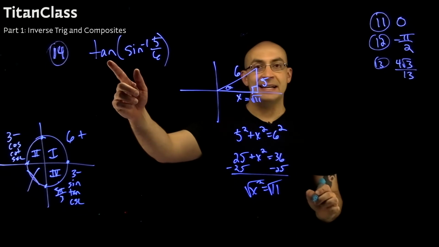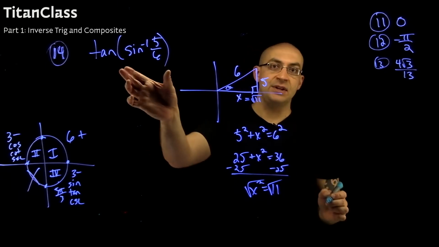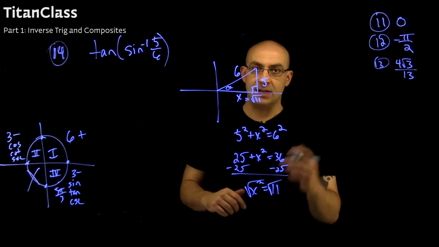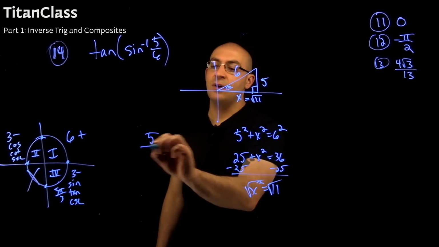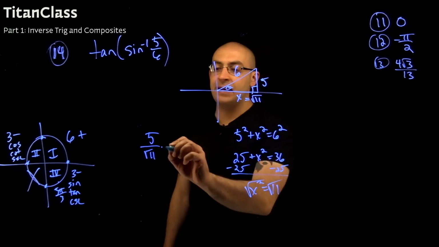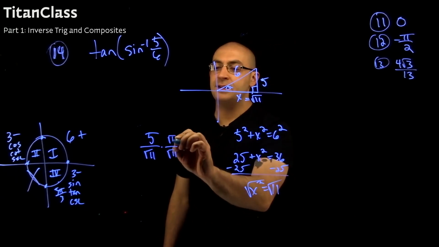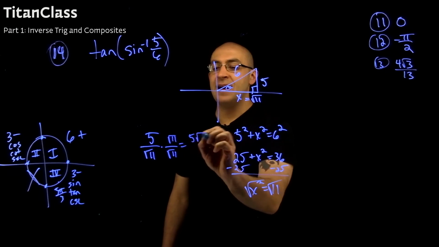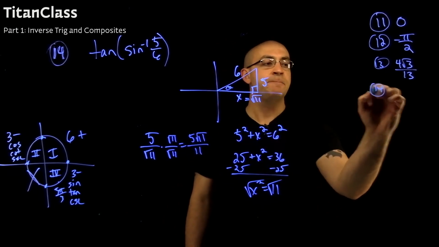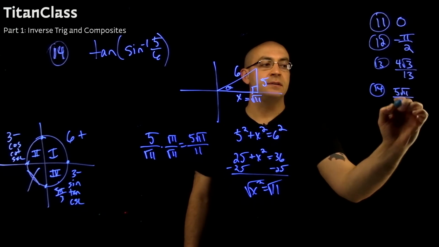And I know now that I need tangent, because again, I've satisfied the inverse sine 5 over 6 part by drawing my right triangle. So tangent is opposite over adjacent. So it's going to be 5 over the square root of 11. But because I have the square root of 11 in the denominator, I need to rationalize the denominator. So I'll get 5 root 11 over 11, and that's my final answer. So number 14 is going to be 5 root 11 over 11.